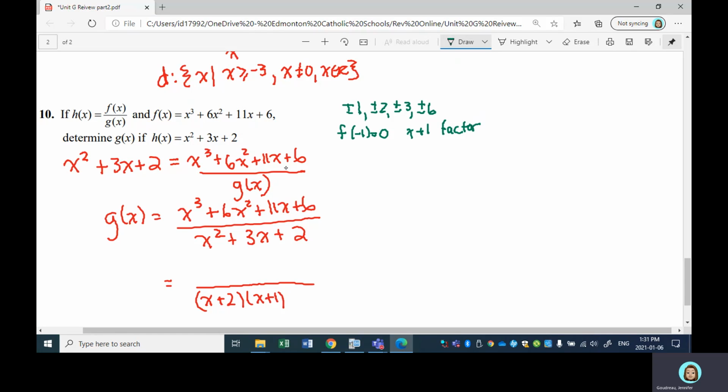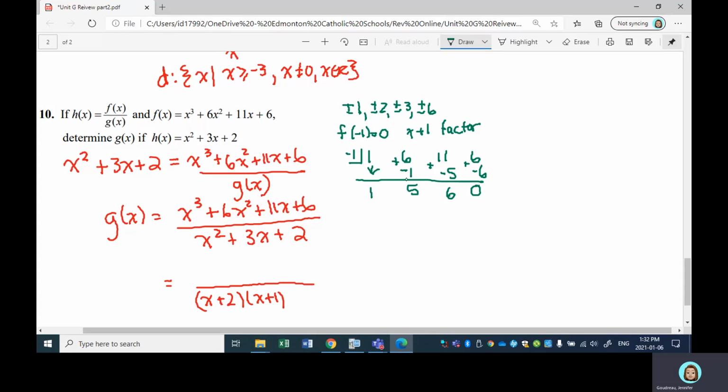And so what I'm going to do is synthetic division. I am going to put the root in there, the -1, and write our coefficients, which are 1, 6, 11, and 6, and divide synthetically. Bring the 1 down. 1 times -1 is -1, and I'm going to add. That gives us 5. 5 times -1 is -5. We're going to add, and we get 6. 6 times -1 is -6, and we add, and we get 0.